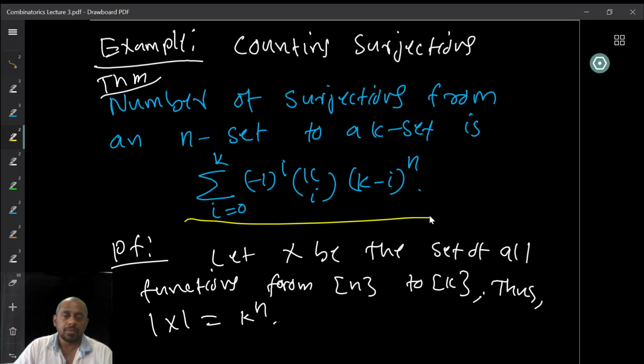So here I am going to give a proof. So let X be the set of all functions from an n element set 1 to n to the k element set 1 to k. So what is the cardinality of X? It is k raised to n, because every possible function is there. Every element has k possibilities, right? So each of the n elements can be mapped to any of the k elements in the other set. So therefore there are k raised to n such functions. So this is the set of all functions, right?